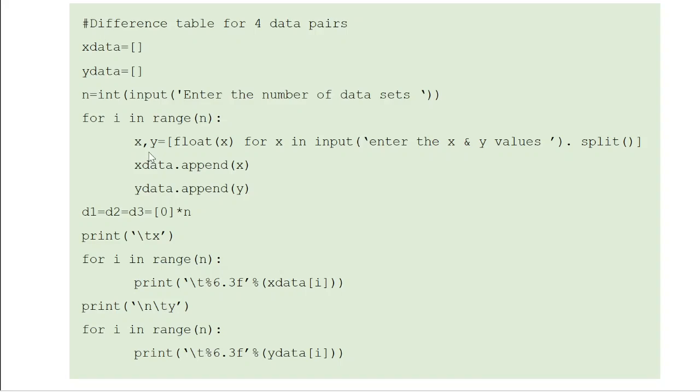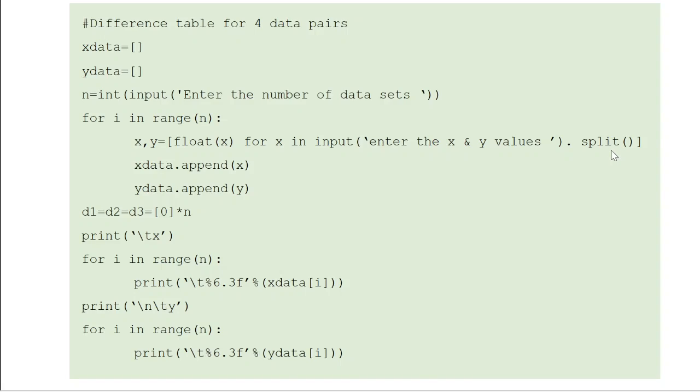Now I have to input the values one by one. Since I have n data pairs, I need to invoke a loop having n number of iterations, which I am going to do using the range function, for i in range n. So it will create a sequence starting from 0 all the way to n minus 1. So if you count, you have n number of elements here. I can input x and y values together using the split function. So x comma y equal to float x for x in input, enter x and y values dot split.